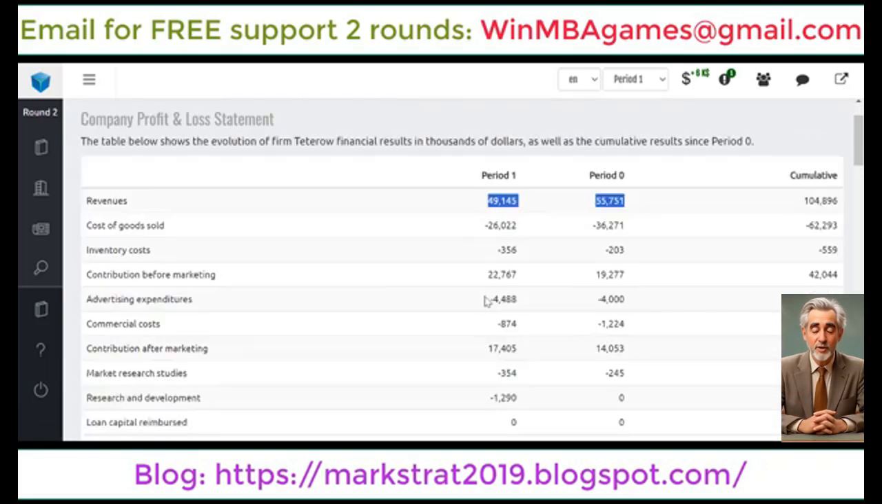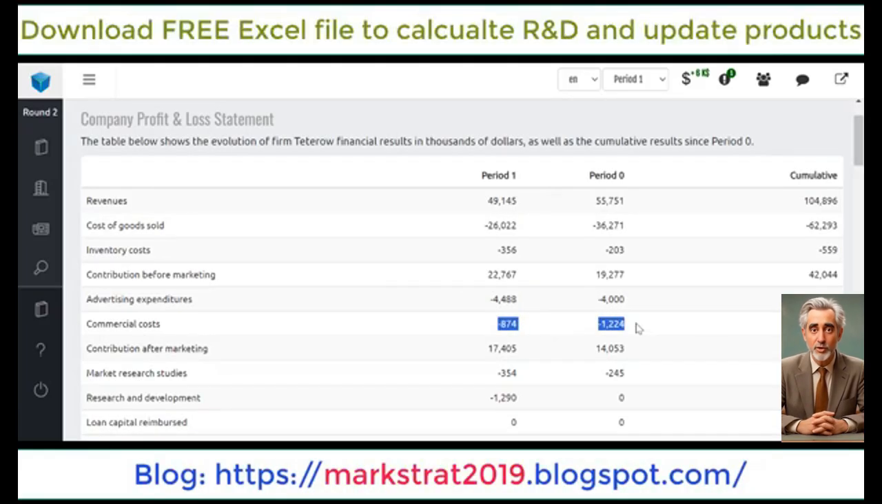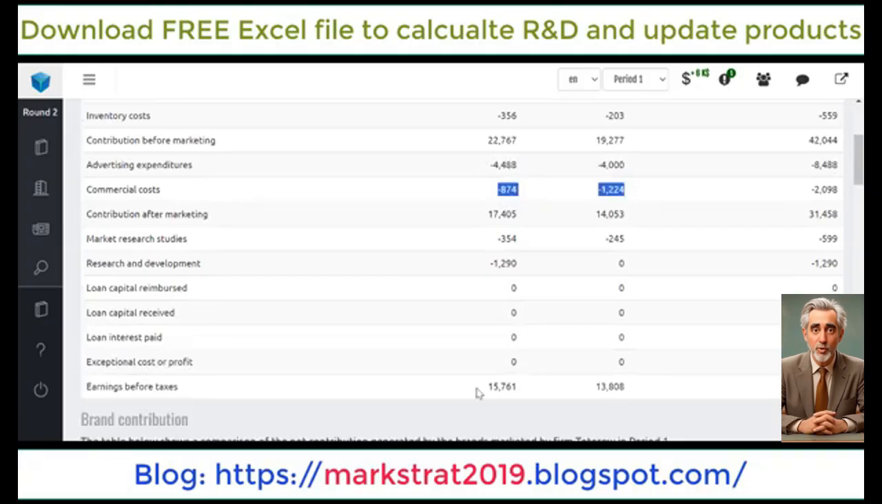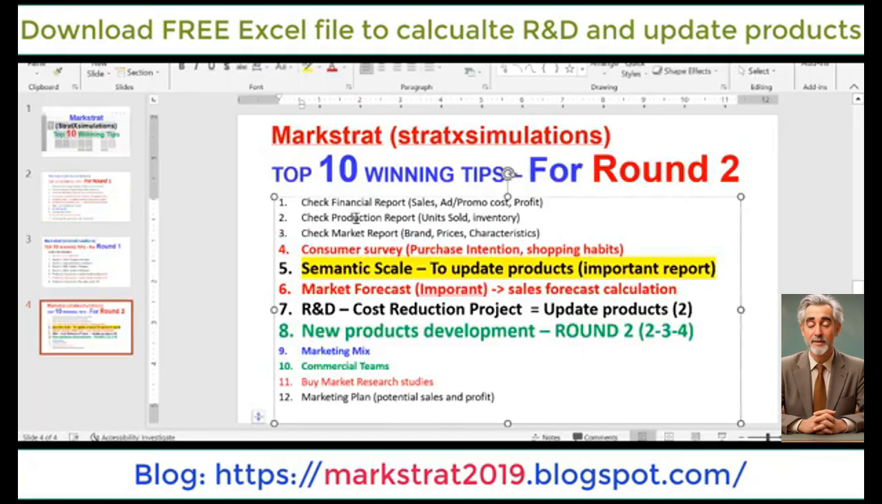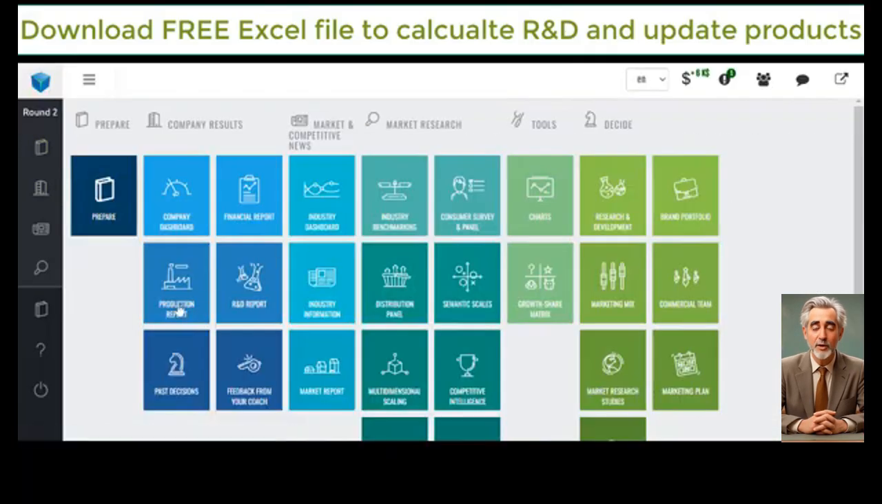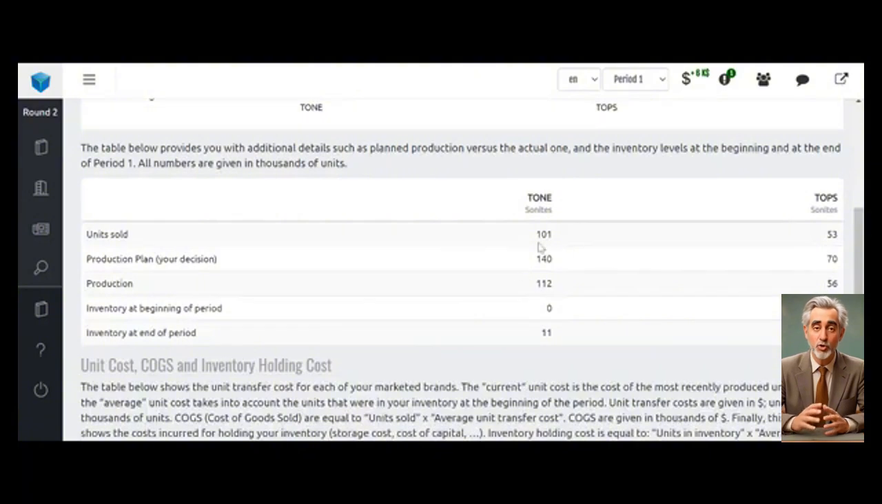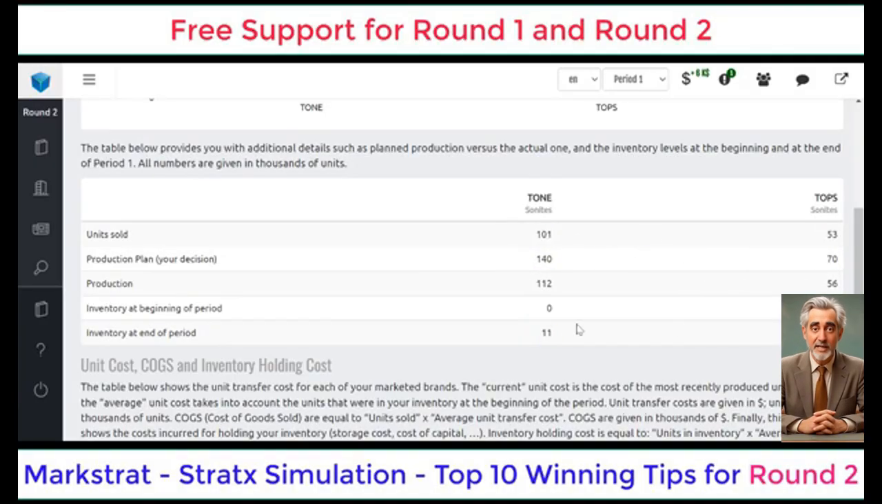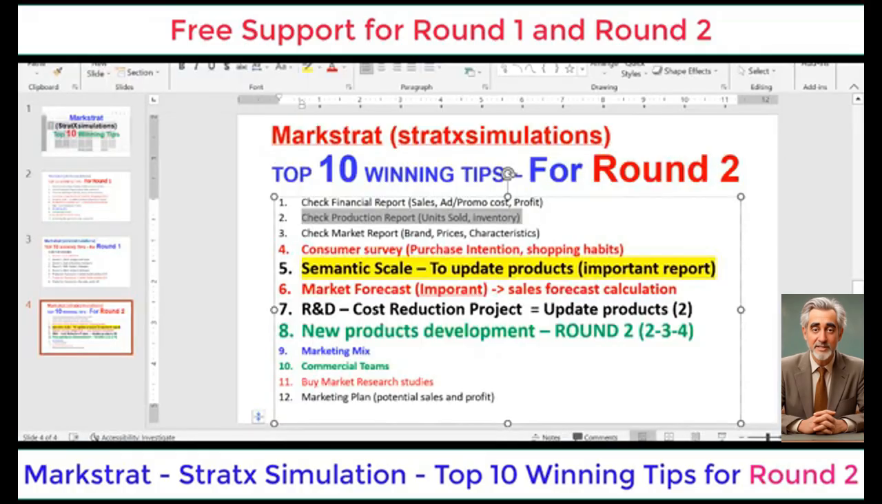Tip 1. Analyze the financial report, sales, advertising, and profit first. Always begin with your financial report. Look at the net sales, advertising and commercial costs, and net contribution from round 1. Did your product sell well? Was your advertising effective? Did you overspend or underspend on commercial support? If your sales were weak last round, consider increasing advertising spending and optimizing commercial budgets. For example, you might reduce commercial costs to around $1,200 per brand and reallocate funds to advertising where needed. The goal is to improve brand awareness and trial, especially for your target segments.